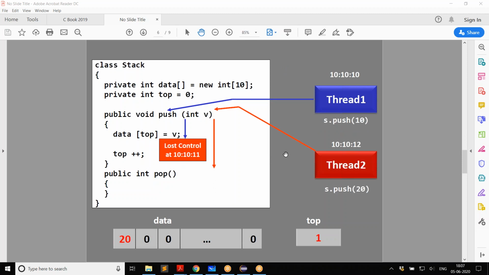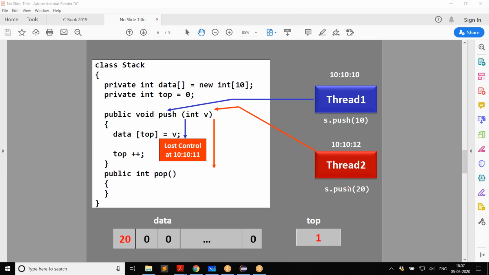So thread 2 is getting control and thread 2 knows nothing about what happened with thread 1, and thread 2 is silently entering into the push method. And the most important point is both thread 1 and thread 2 are using the same stack object. It is only one object, the same object being accessed by two different threads. That's the scenario. I will show you how we can simulate this later with a slightly different example. But the point to be noted is both these threads are accessing the same object.